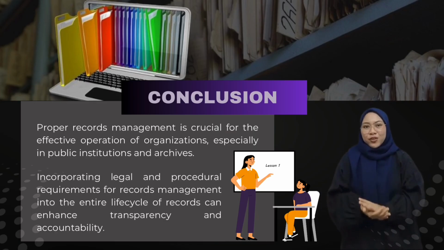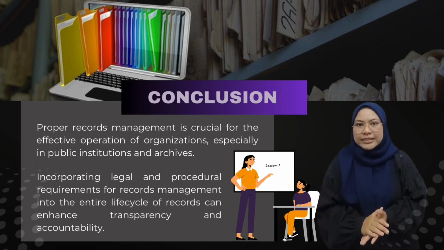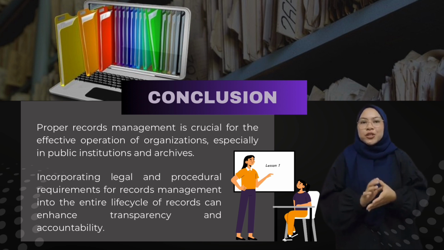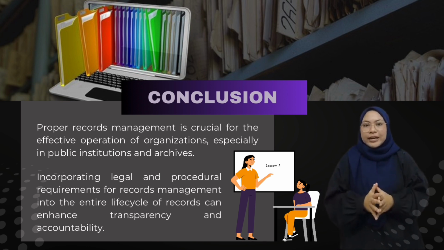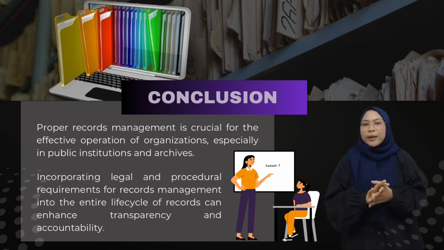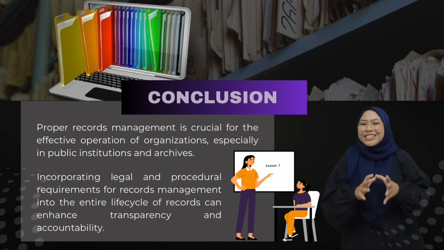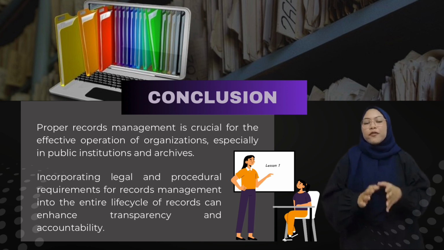Okay, here comes the conclusion. Overall, all the articles suggest that proper record management is crucial for the effective operation of organizations. Incorporating legal and procedural requirements for record management into the entire life cycle of a record can enhance transparency and accountability. The legal and regulatory framework for record management should be regularly updated to reflect changing technological and social contexts. Collaboration among stakeholders is essential to ensure the success of record management initiatives and to promote a culture of information governance and compliance.